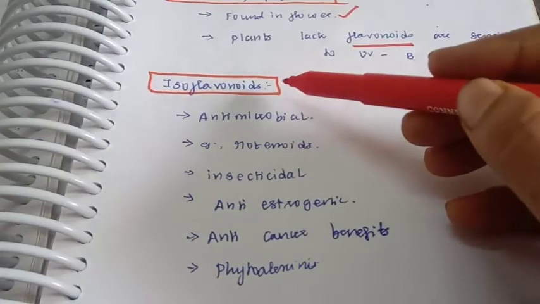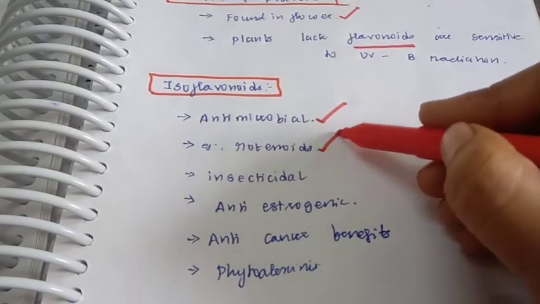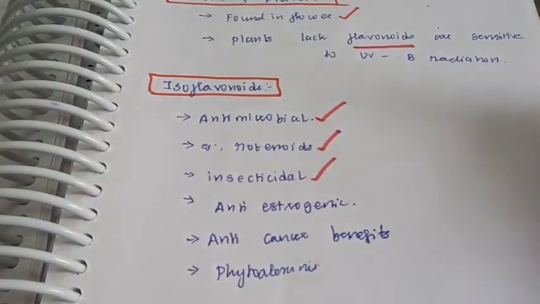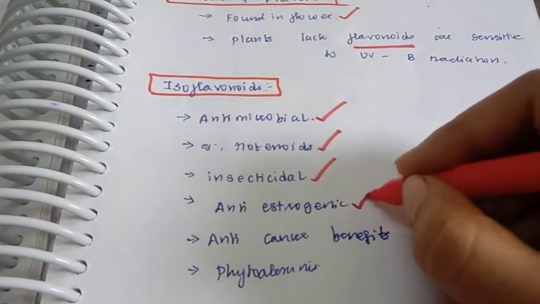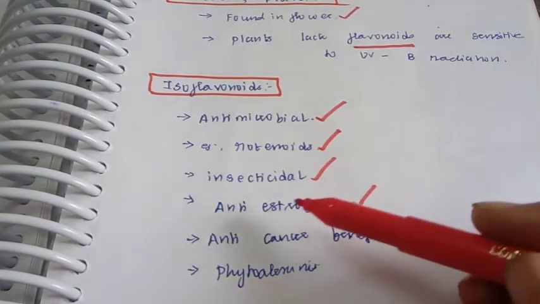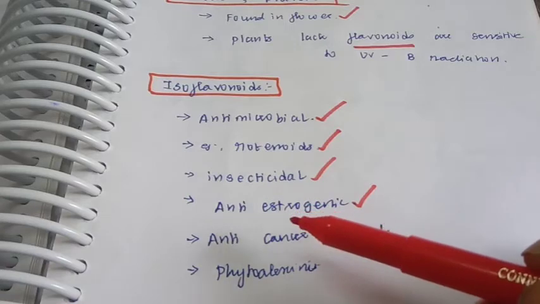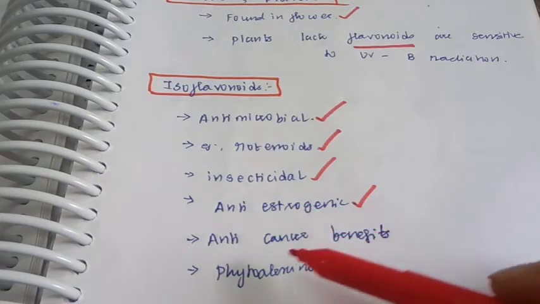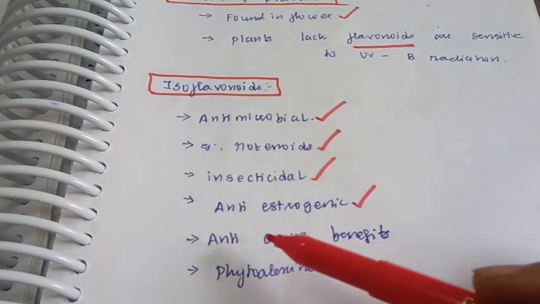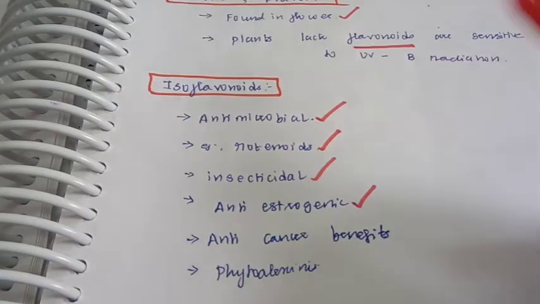Next are the isoflavonoids, which are antimicrobial. Example, rotenoids, and they are insecticidal as well as anti-estrogenic. That is, sheep that are grazing over plants that are rich in isoflavonoids will suffer infertility. Okay, and isoflavonoids also have many kinds of anti-cancer benefits. The best known isoflavonoid is phytoalexin.